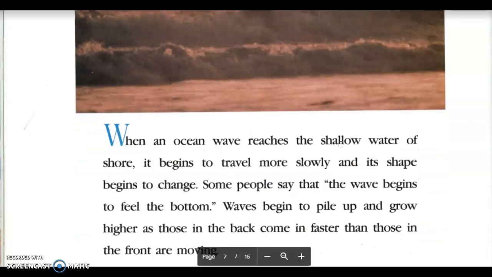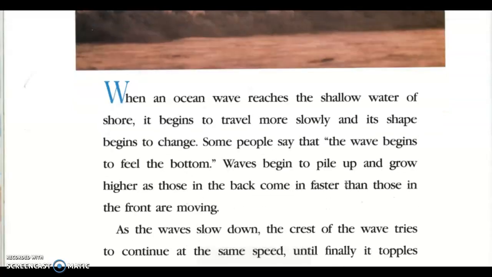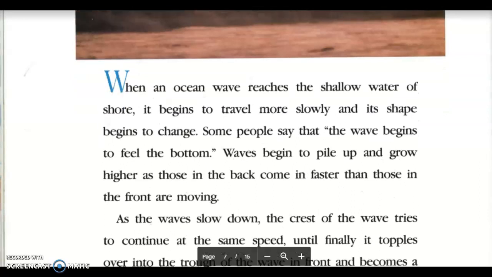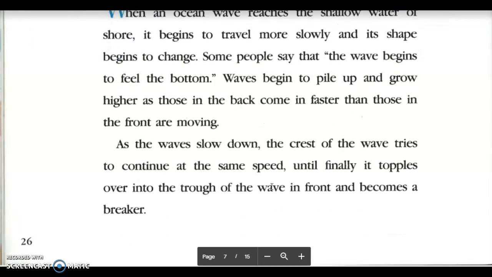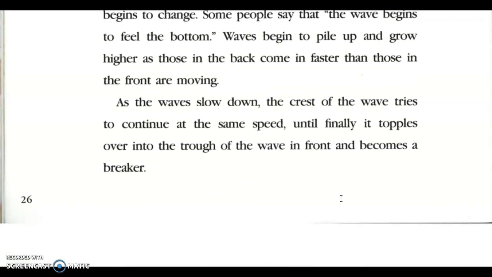When an ocean wave reaches the shallow water of shore, it begins to travel more slowly and its shape begins to change. Some people say that the wave begins to feel the bottom. Waves begin to pile up and grow higher as those in the back come in faster than those in the front are moving. As the waves slow down, the crest of the wave tries to continue at the same speed until finally it topples over into the trough of the wave in front and becomes a breaker.